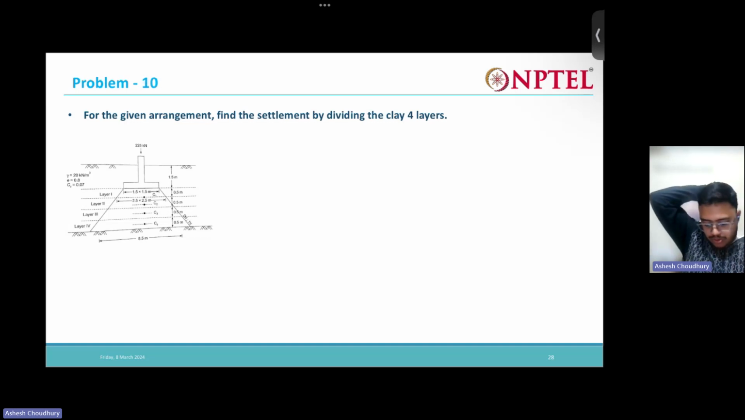So we need to do two things. First, we need to calculate the effective stress at the center of all these 4 layers. Then we need to determine the increase in stress coming from the footing at the center of each clay layer. Just try to do this, then I will solve. Just try to do it for the first layer. Please try to do at least. I will give you 2 minutes. Just for the first layer, try to do it by yourself once.